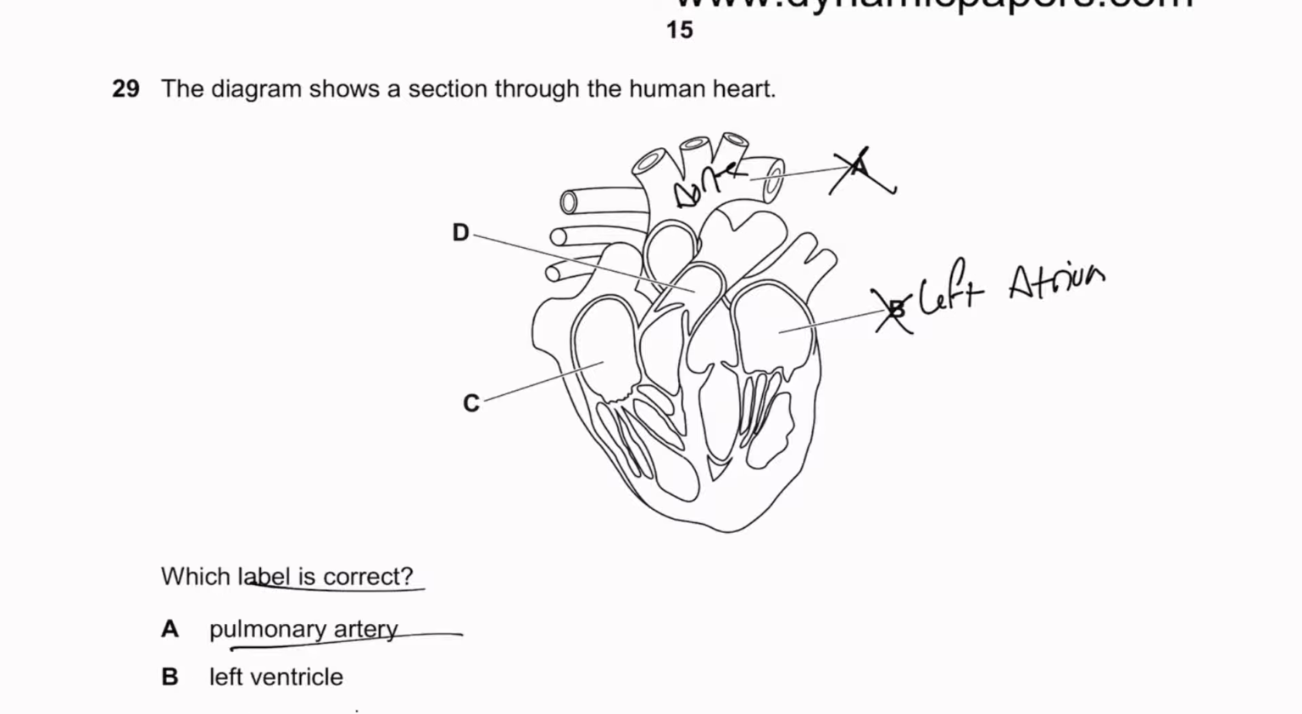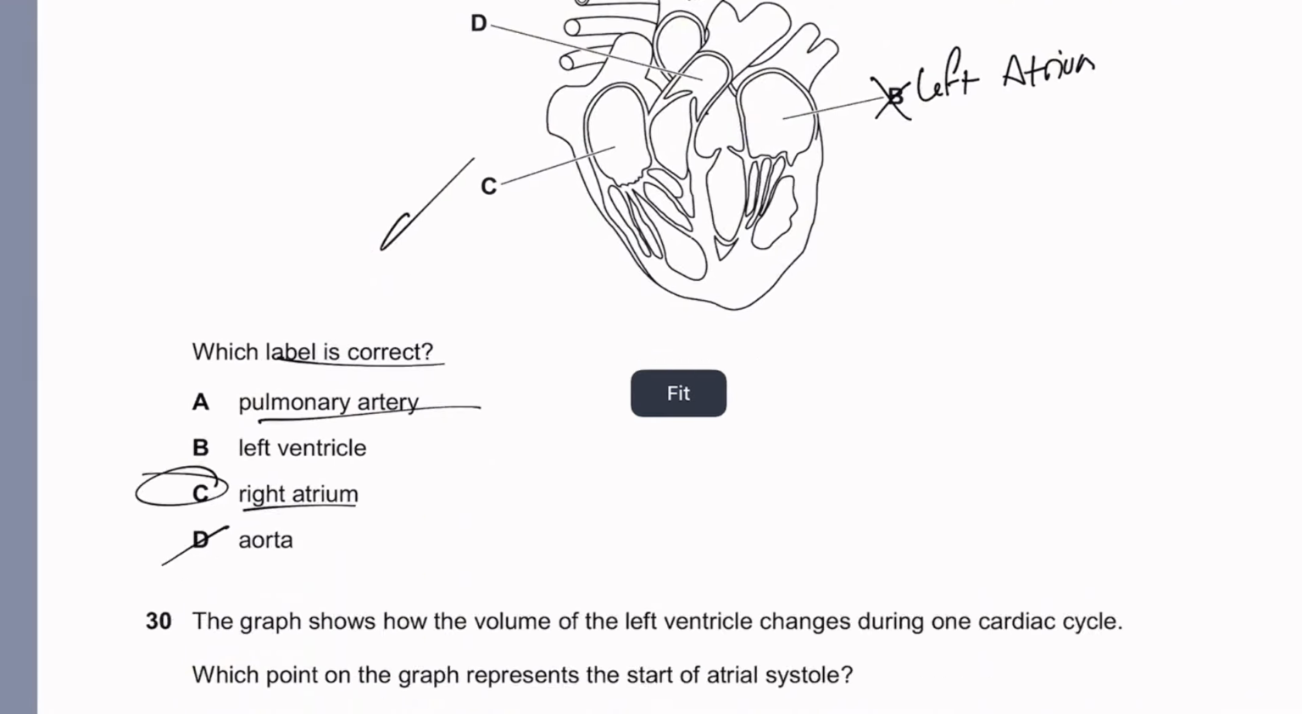Okay, C is the right atrium. That is actually correct. Okay, it's the upper chamber on the right side. It's the right atrium. Okay, what about D? D is the pulmonary artery. It's again labeled wrong, therefore C is your answer.